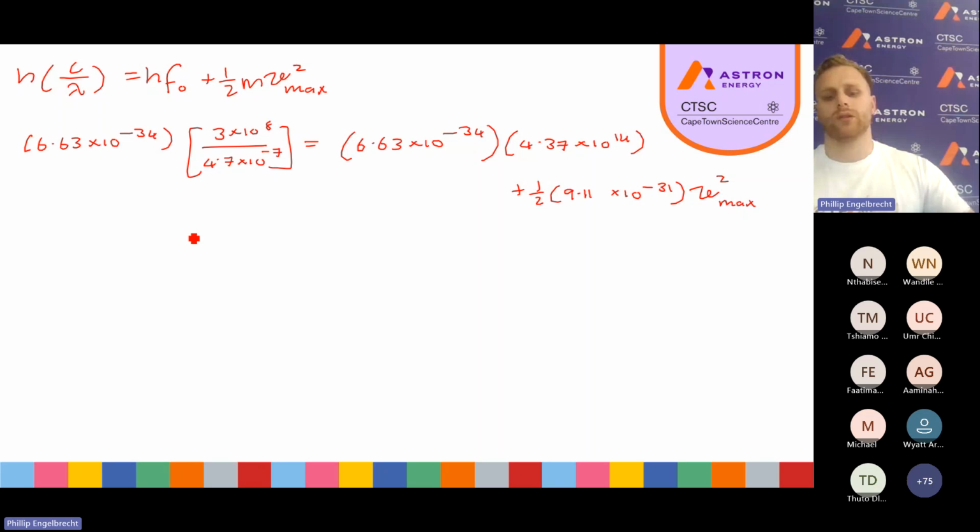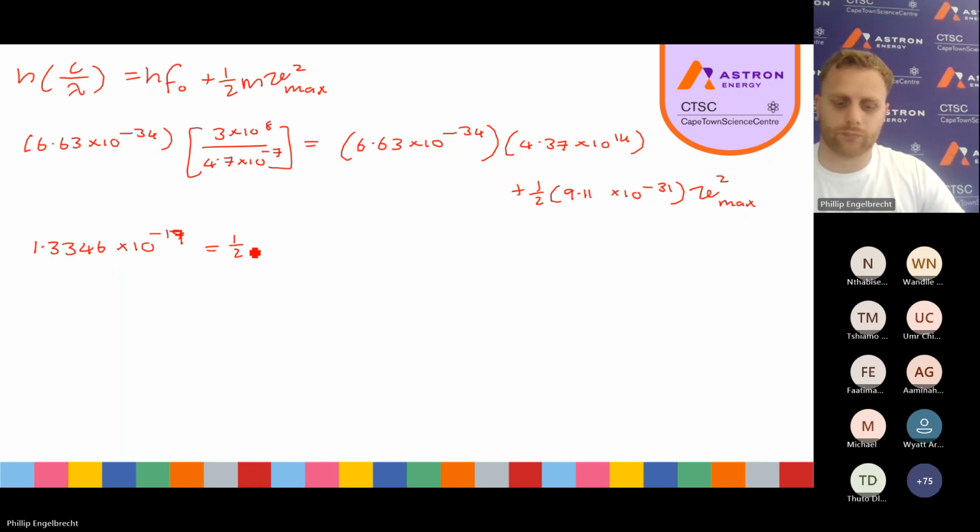Okay? To simplify this, you type this all on your calculator and you get that this side is 1.3346 times 10 to the power of negative 19, which is equal to 1 over 2 times 9.11 times 10 to the power of negative 31 times v squared max. Right? You just solve by using your calculator.